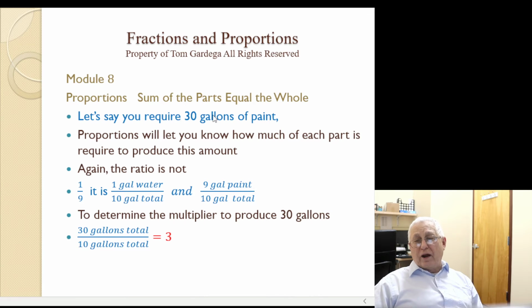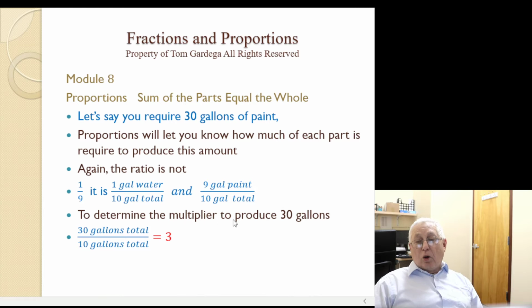Let's say you require 30 gallons of paint. Proportions would let you know how much of each part is required to produce this amount. Again, the ratio is not 1 to 9. It is 1 gallon of water to 10 gallons total, and 9 gallons of paint to 10 gallons total.